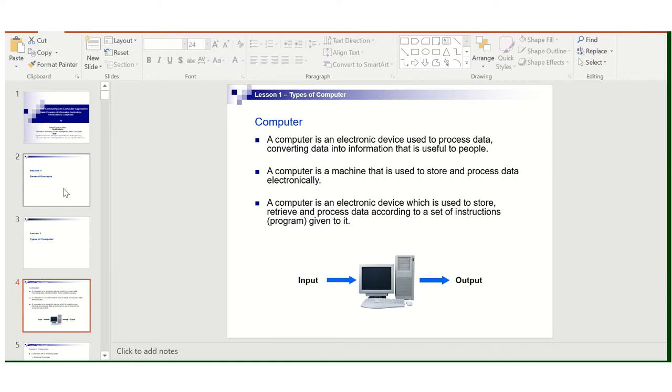For your assignments, you define and write in the Harvard way of writing, Harvard referencing, which means in this case, you say something like, according to Treasure and Leo, 2017, page 2008, a computer is defined as an electronic device that is used to process data, converting data into information that is useful to people. That's how you write in your assignments, right?